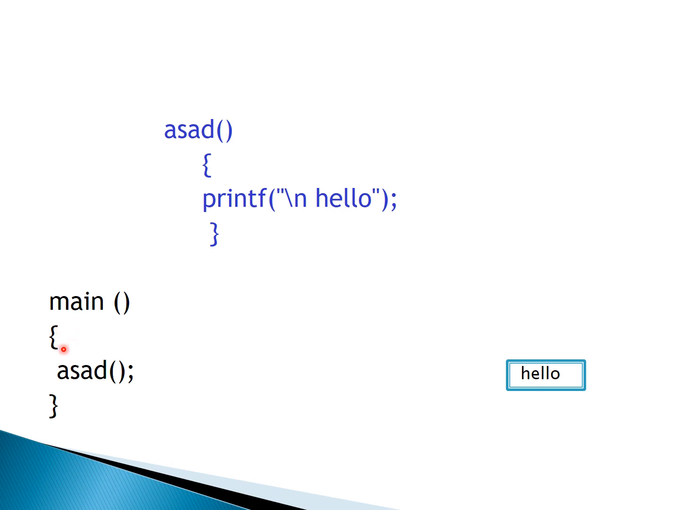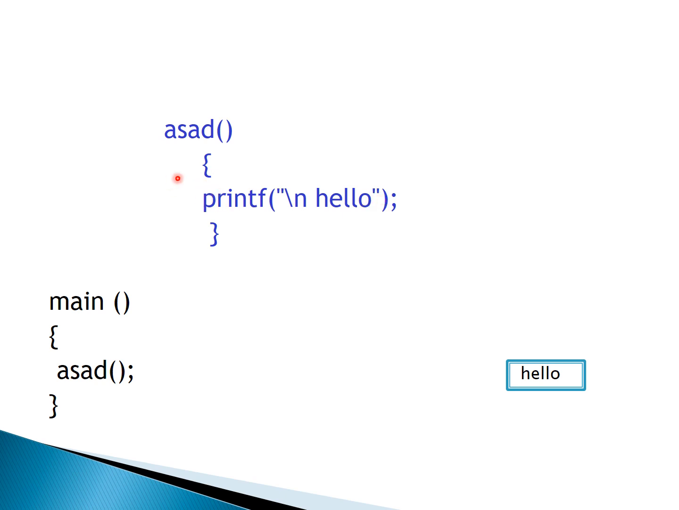Inside our main program, we have only one statement, and basically this is the asset function call. We are calling this function. So when the program execution starts, this function is called and the control will go to the asset function. Inside the body of this function, we have only one statement that will be executed.